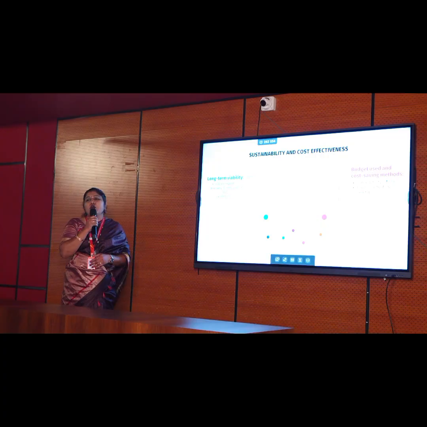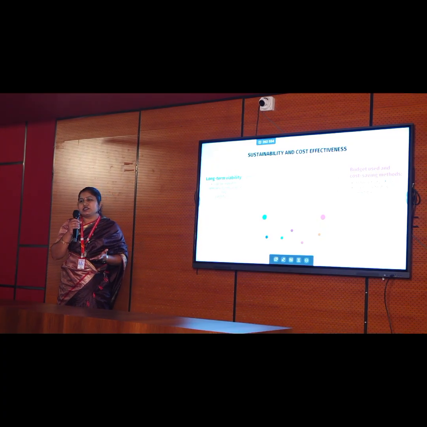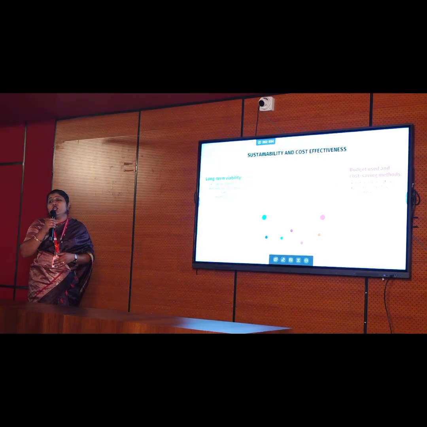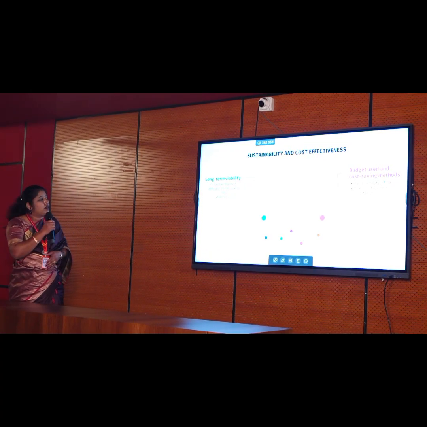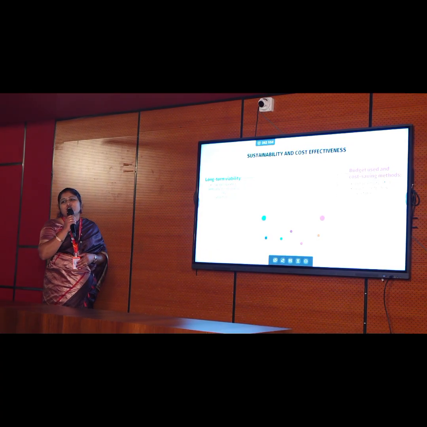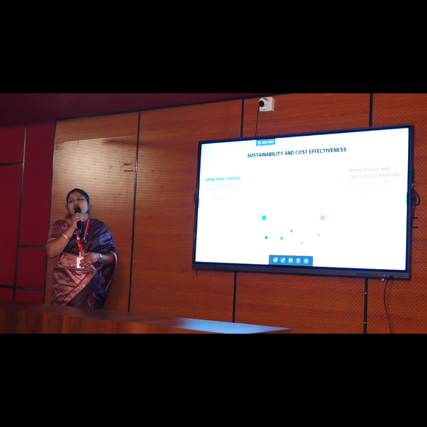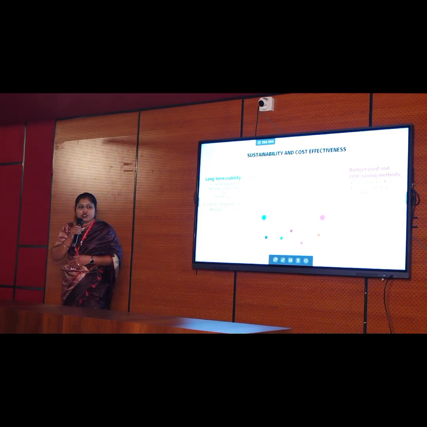So what is sustainability? How long can it be done? As long as living materials are available, we can go on extracting DNA from each. So that is the long-term viability of the initiative. Then the budget: almost less than 200 rupees, because these are very easily available materials and only local fruits and vegetables were used.